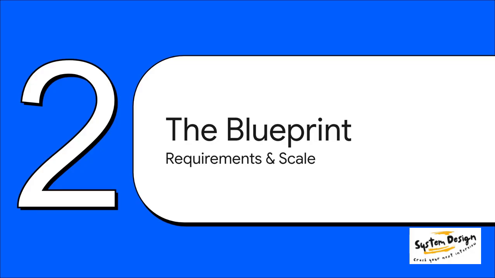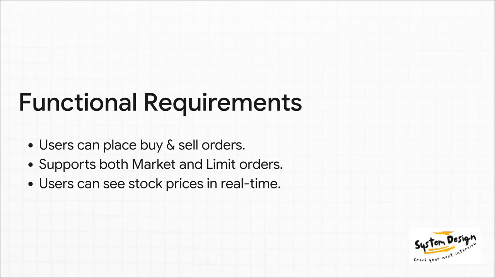Okay, before we start drawing any diagrams or talking about servers, we need a solid blueprint. We have to define exactly what this system needs to do. Those are the functional requirements, and figure out just how much traffic it needs to handle. So, functionally, what are the absolute must-haves? Well, first, users have to be able to place buy and sell orders. That's a given. We also need to support both market orders, which just execute at whatever the current price is, and limit orders, where you set a specific price.